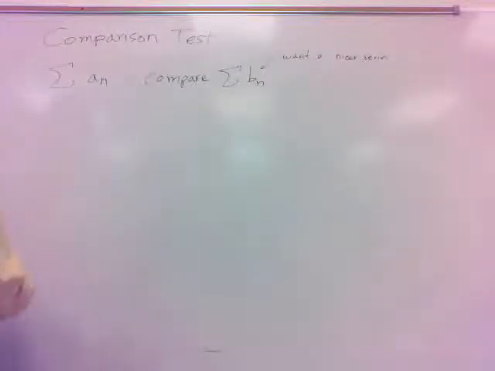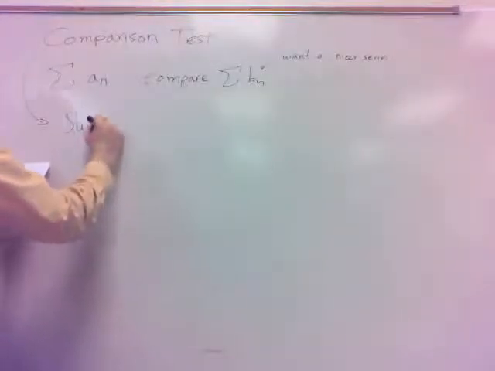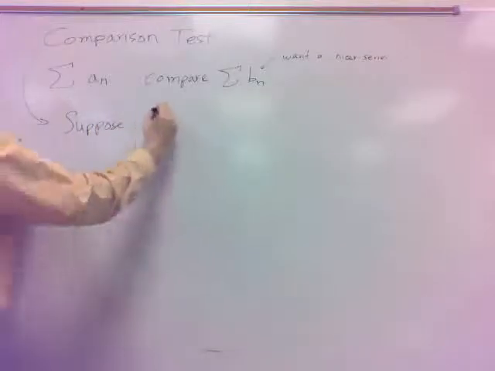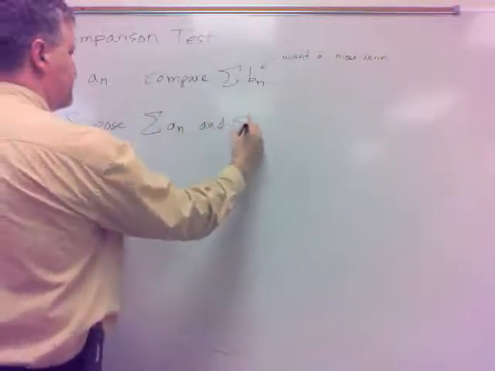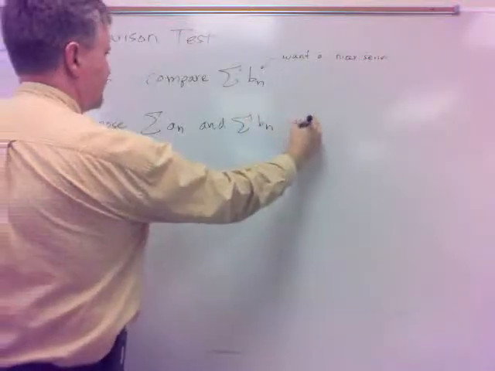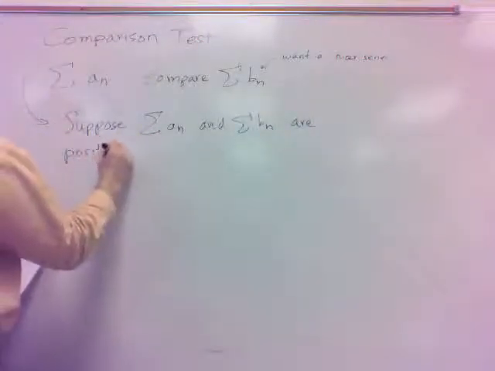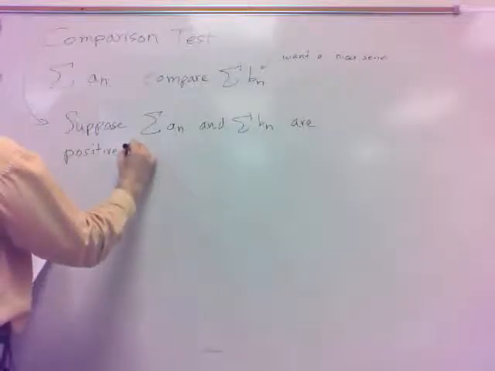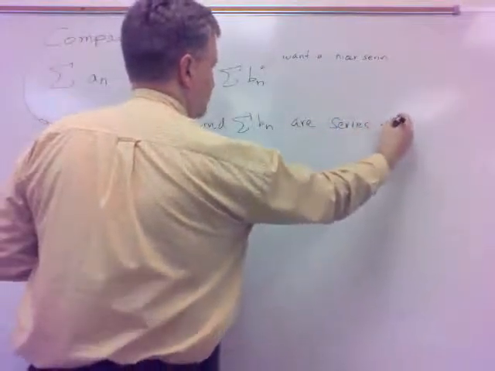All right, here is the actual statement of the comparison test. Suppose A sub n, series B sub n, are series with positive terms. So there is a stipulation here, again, positive terms. Are series with positive terms.